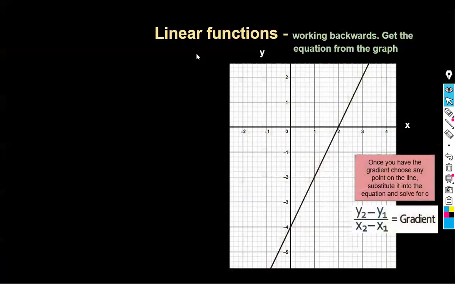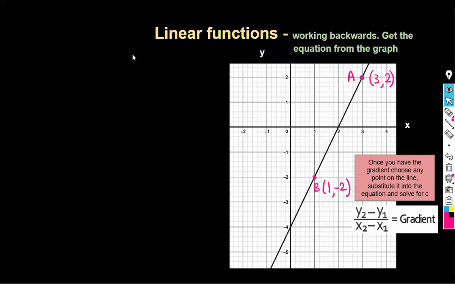All right, so here we have just a revision question. I want to time you on this. The 2 points I want you to choose are these 2 points here. This is going to be point A, (3, 2). And I'm going to ask you to choose this point, point B, (1, -2). I want you to work backwards as fast as you can and find the equation of that straight line.